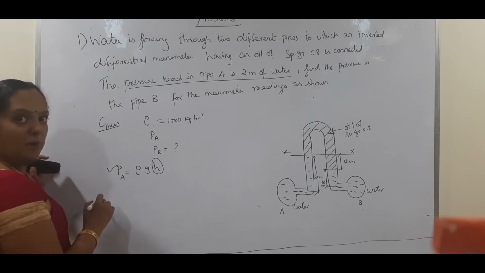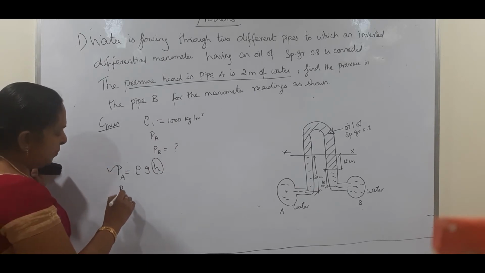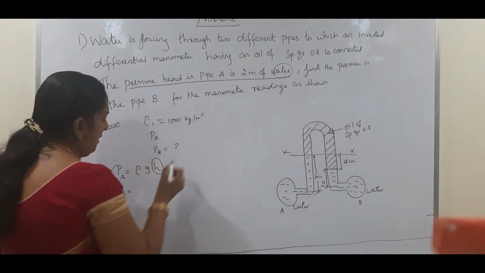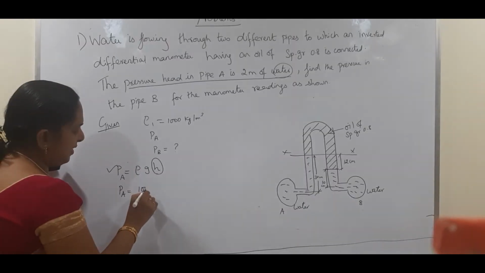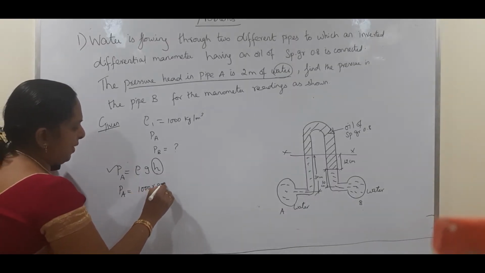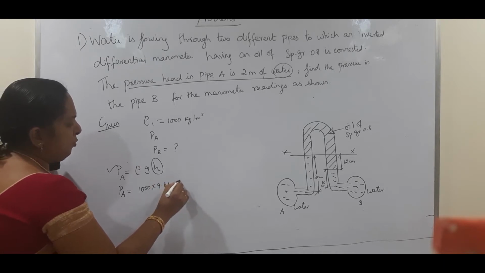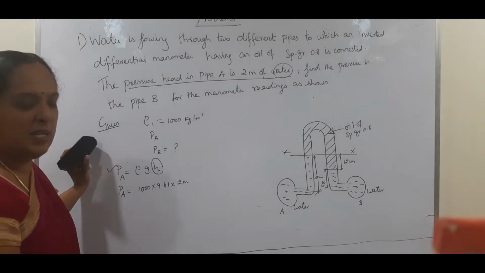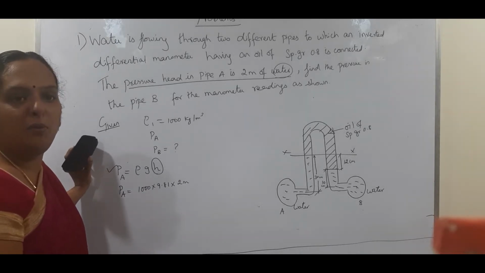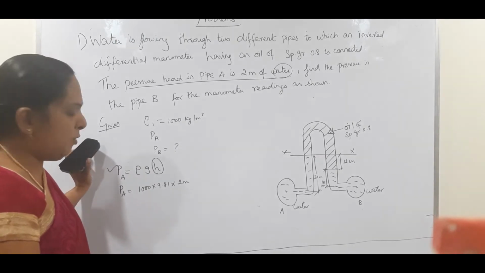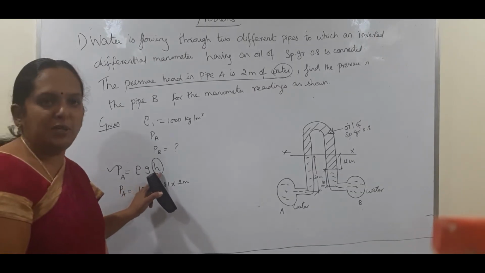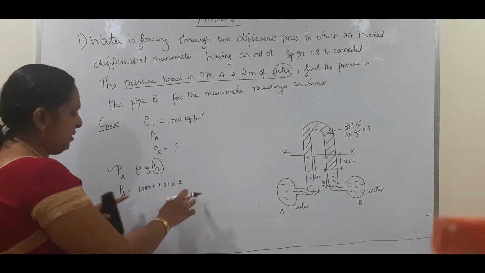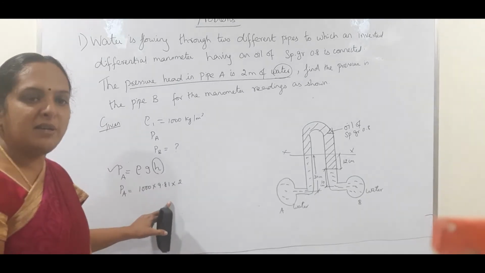So from this we will be able to find out PA. Am I right? So what is PA, that is, pressure at A? This H is because of water. So here rho is the density of water, 1000, into G is 9.81, into H is 2 meter of water. So PA is equal to rho into G into H, so 1000 into 9.81 into 2 meters. I am removing the meters just to have only the values. So what is the answer we get here?